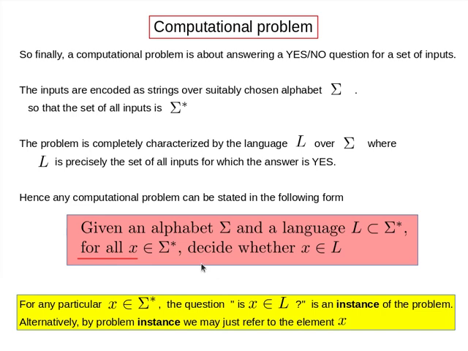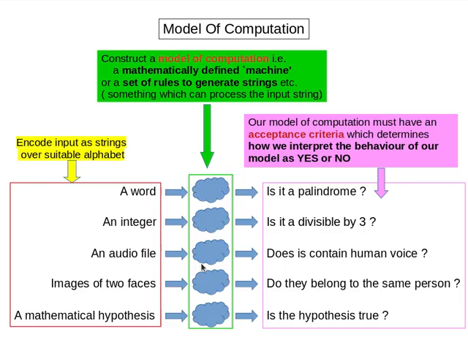So now the point is how to do that actual computation, how to decide that answer, whether it's yes or no. So far we have established our formalism to encode the input, and the input is a string over a suitable alphabet. So similarly, we have to set up some formalism for the computer, whatever is happening here.